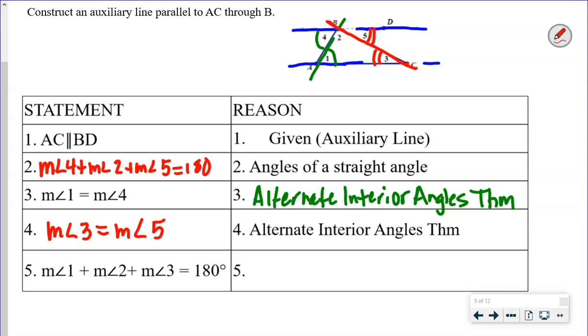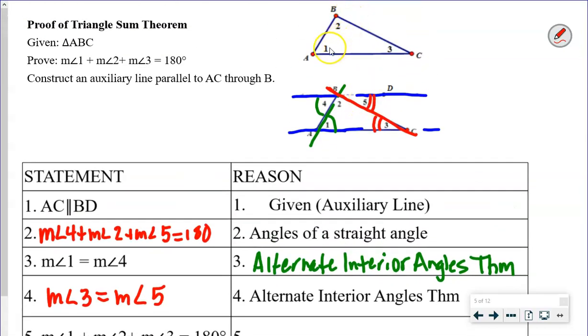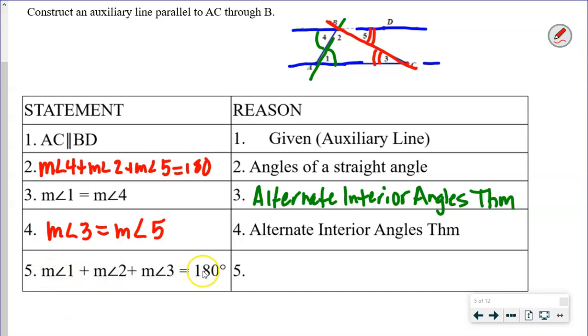Okay, so now notice that if we go back up to our original drawing up here, we're trying to figure out the angles. We're trying to prove that angle 1 plus 2 plus 3 is 180 degrees, right? Isn't that what we're trying to prove here? So how could we do that? So let's look here again. We've got the measure of angle 4 and 2 and 5.